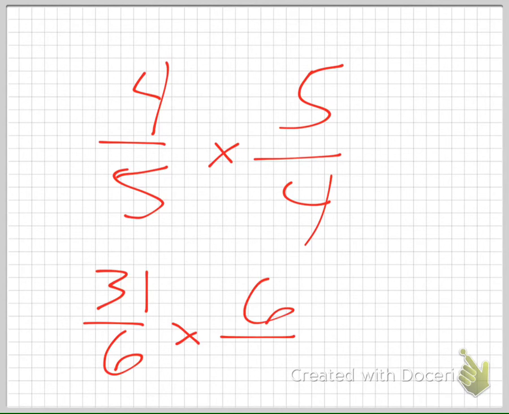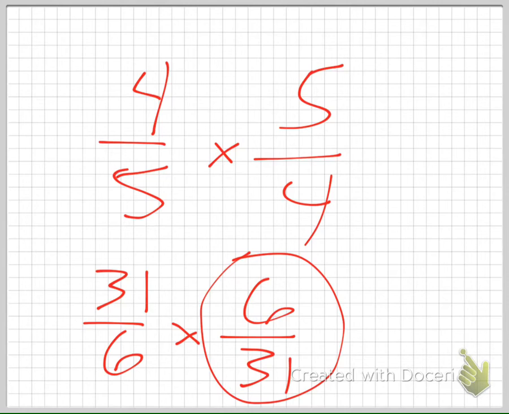31/6 times 6 over 31. You know that I've taken these and I've just multiplied it by its inverse. What's it equal to? 1. X over y times y over x is 1. Okay. When do you use that a lot? When should you use that plenty?